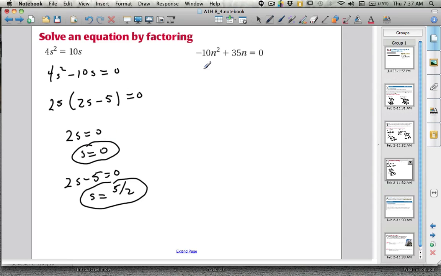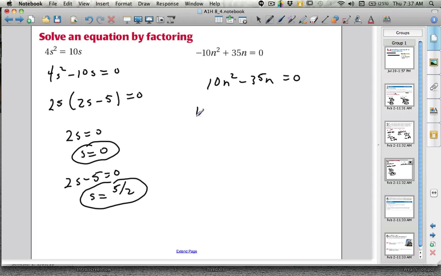Okay, now over here, whenever possible, I would like to keep my leading coefficient positive. So I'm actually just going to multiply both sides of the equation by -1. So I'll get 10n squared minus 35n is equal to 0. This is the same as if I had added 10n to either side and subtracted 35n to either side. Same thing.